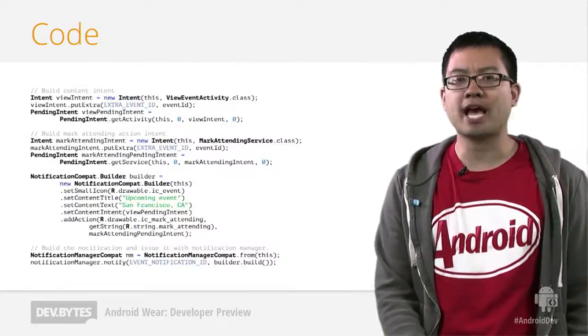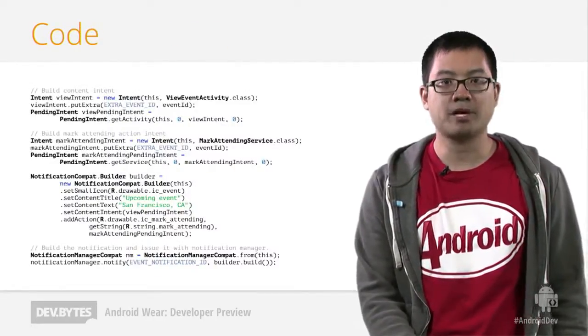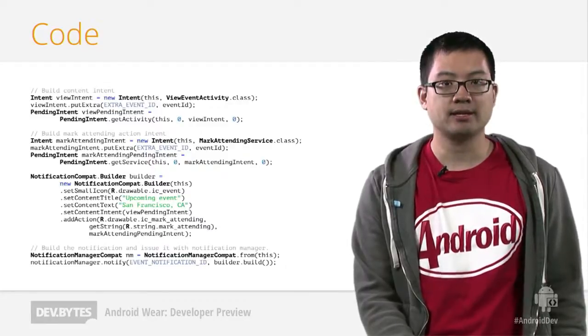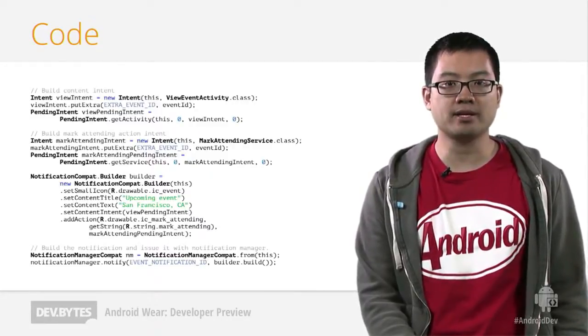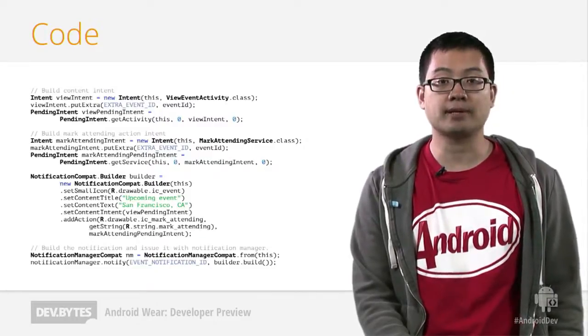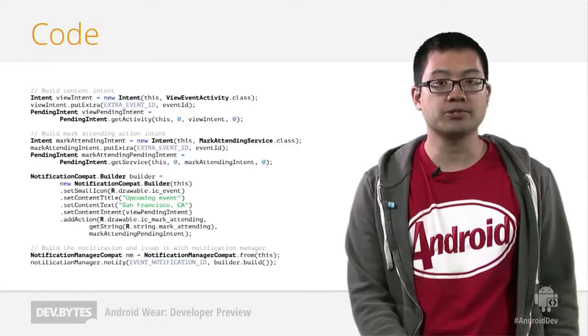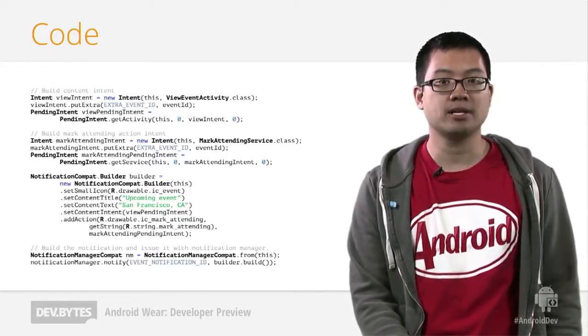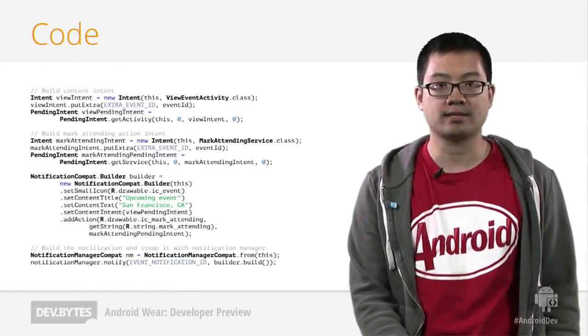Let's look at some code for an app that invites people to events. It probably looks really familiar, right? There isn't anything specific to Android Wear here. I'm just using the NotificationCompat class from the Android support library to show a notification. I've also added an action to my notification so I can tell my app that I'll be attending the event.